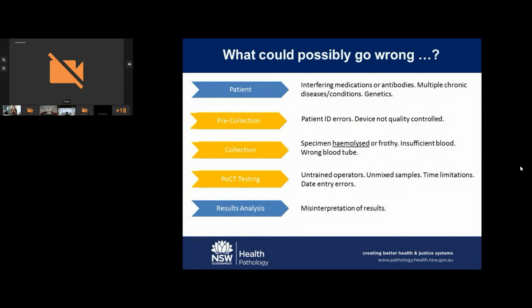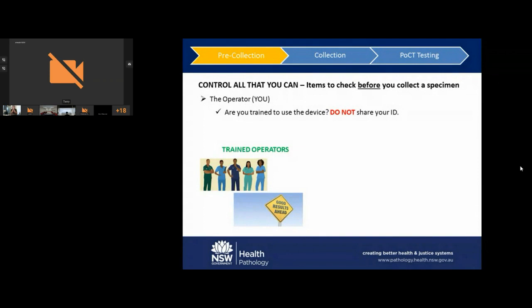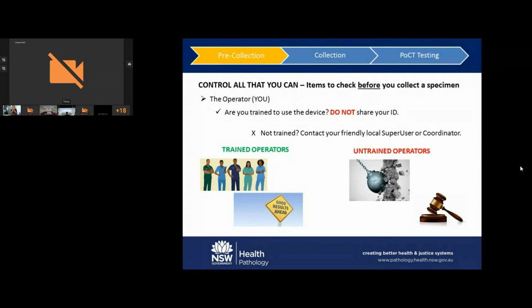The pre-collection phase is where you must check a few important things before collecting your patient's blood. Firstly, are you trained? So here's a group of well-trained staff who are seeing nothing but good results come their way. Are you not trained? Well, you need to step away from the machine, or I hope you can afford a good lawyer when the judge asks you a few tricky questions about what you did. If you're untrained, please seek out your local supervisor or coordinator and get your training done.